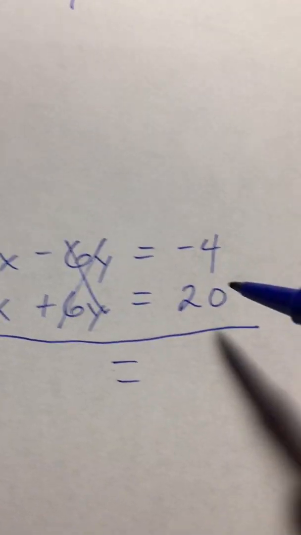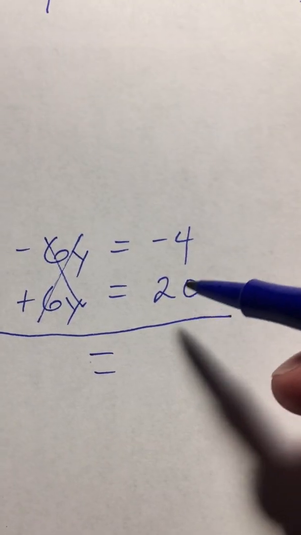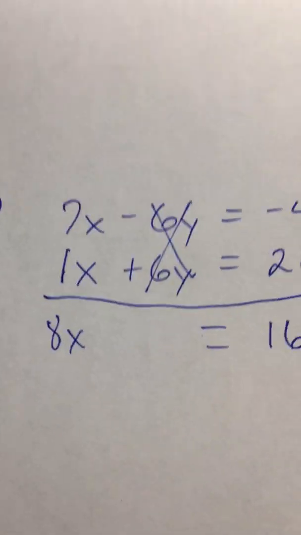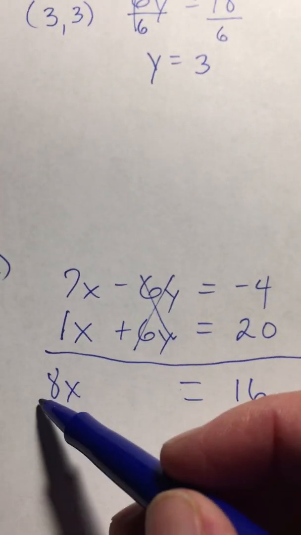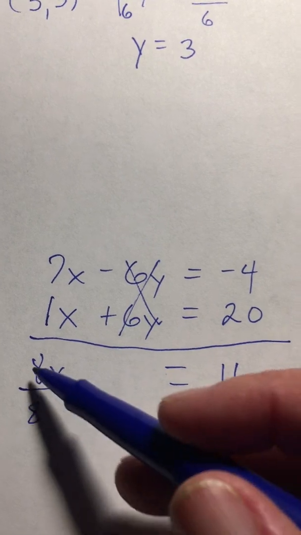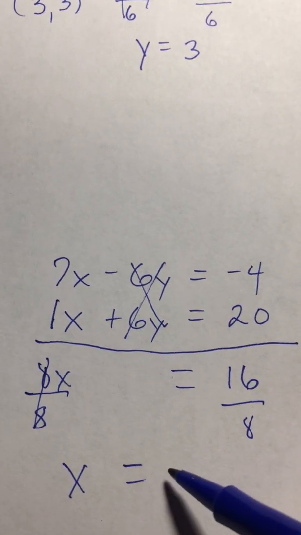The equal sign comes down. And 20 good guys and 4 bad guys. 4 of these bad guys killed 4 of these. So I'm left with 16 good guys. So I have 8x equals 16. Now, how do we undo multiplication? We divide. If I divide by 8 on one side, I must divide by 8 on the other side. 8's cancel out over here, so x is now by itself equals 16 divided by 8 is 2.